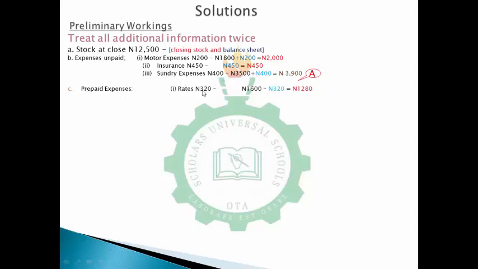Now for C we have rates 320. Rates prepaid. Now when we're talking about prepaid expense, they are the kind of expense that you have not enjoyed but you have paid for them. Take for instance, I've paid for hostel facilities in my school for 2020, 2021 till 2022, and because of this corona issue, because of all of these situations around, I noticed that I will not be able to use the hostels I have paid for.